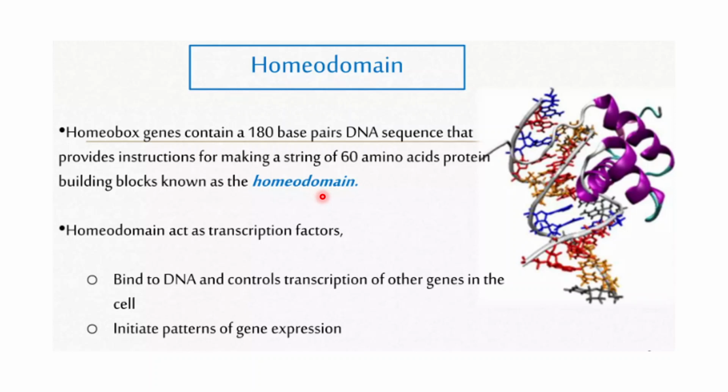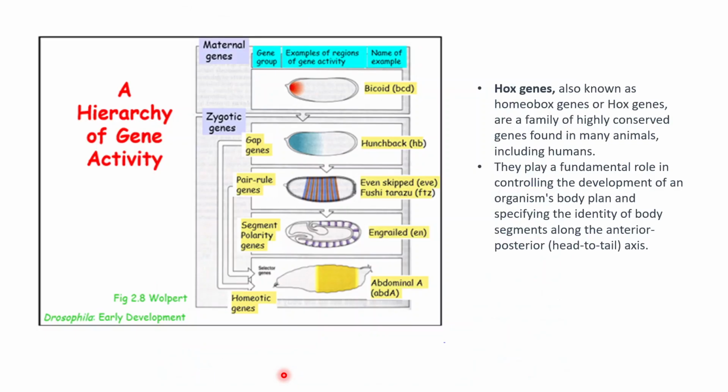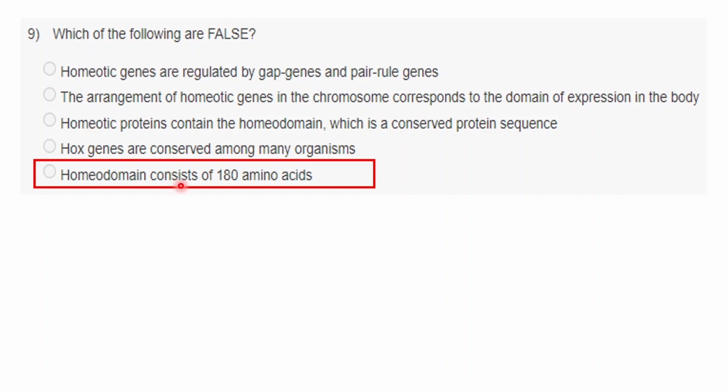So that statement was false. Homeodomain consists of 60 amino acids. And homeodomain acts as a transcription factor, binds to DNA, controls transcription, and initiates patterns of gene expression. So this homeodomain is conserved among all the members of Hox genes. So this will be the correct answer. This is the false statement. Homeodomain consists of 180 amino acids is the false statement and the correct answer.